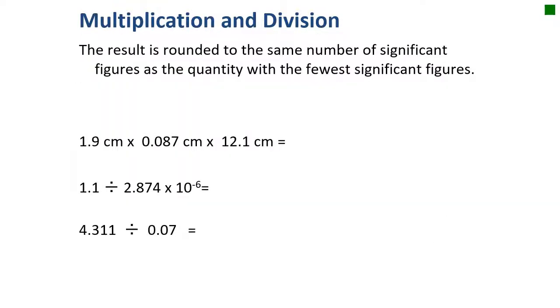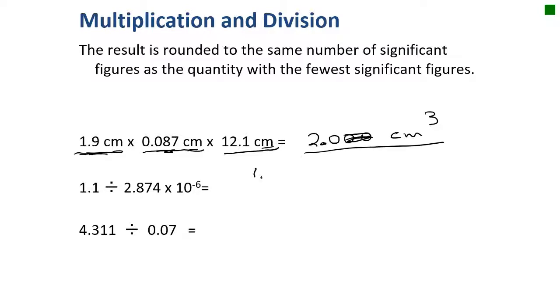All right, so if we multiply 1.9 times 0.087 times 12.1, we're going to get a total of 2.00, and it keeps going. Our units are going to multiply together, and we're going to get centimeters cubed. We're going to look at our sig figs. Our smallest here has 2 sig figs, and so we are going to round this to 2.0 centimeters cubed.